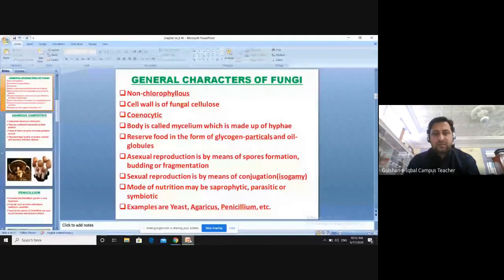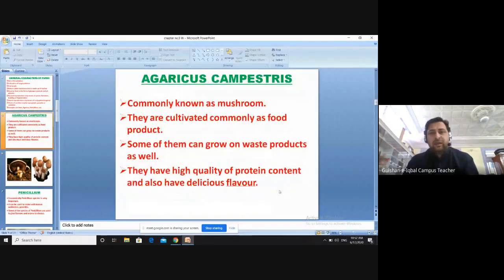The examples we are studying here are yeast, agaricus, penicillium. Let's see some of the examples. First of all is agaricus campestris. Campestris you have studied. You know campestris is the species of brassica. So agaricus, meaning mushroom, and brassica belong to the same species. Okay, let's see what agaricus campestris is.